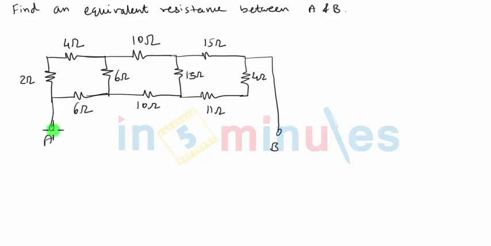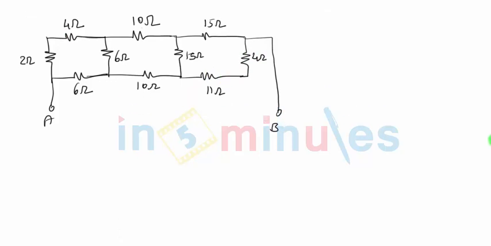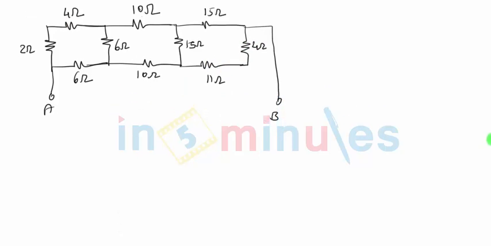Now, as I've told you before, you have to first quickly identify if there are any resistors that can be combined using series or parallel combinations. So if you look at this given network, this 2 ohm and this 4 ohm are in series, and this 4 ohm and this 11 ohm are in series. So that's the first step we can perform. We can simply combine the two resistors, calling them to be in series.